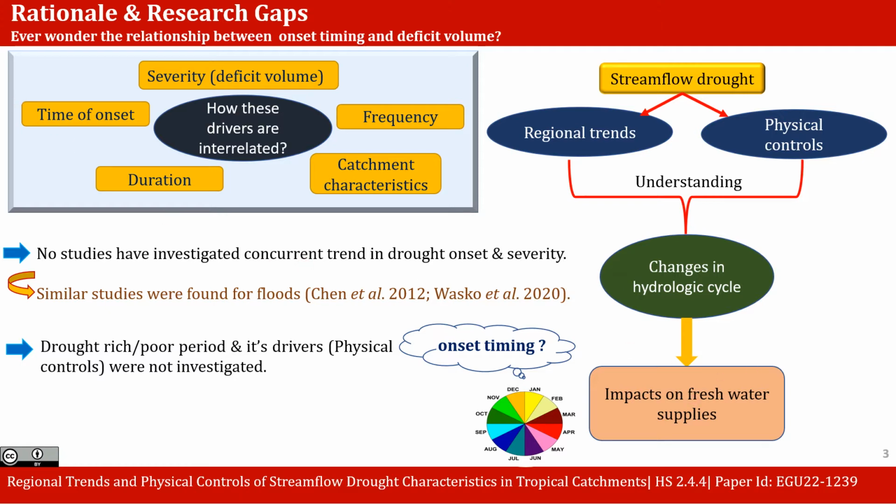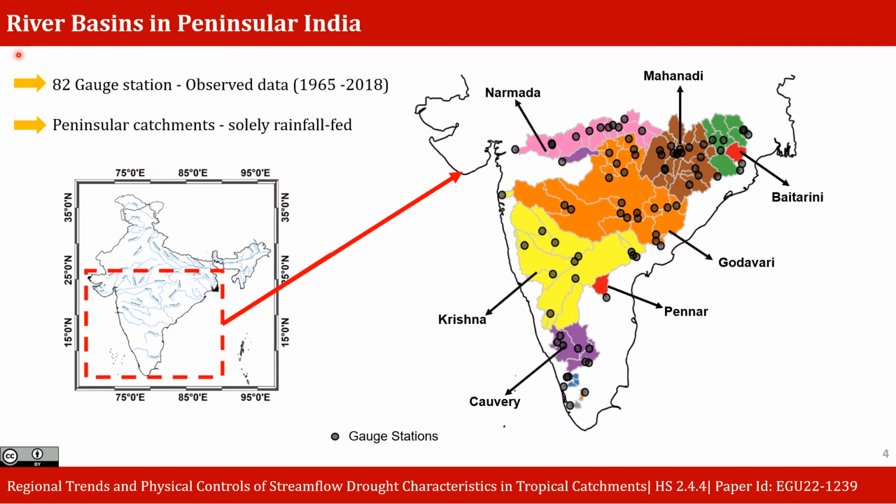Now coming to the river basins in peninsular India, which are our focus and study area, with 82 gauge stations of observed data from the period of 1965 to 2018. All these data sets are obtained from the WRIS site of India, and these are all peninsular catchments, so they depend solely on rainfall. These are all rainfall-fed catchments. There are 16 river basins, and some of these river basins are mentioned here.